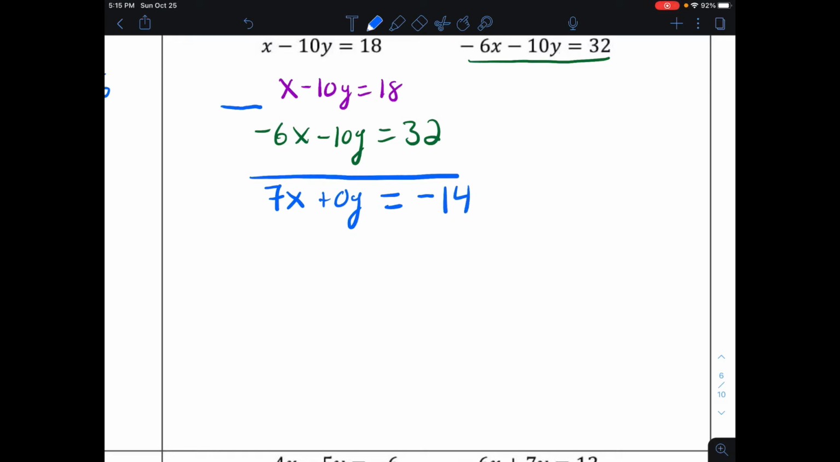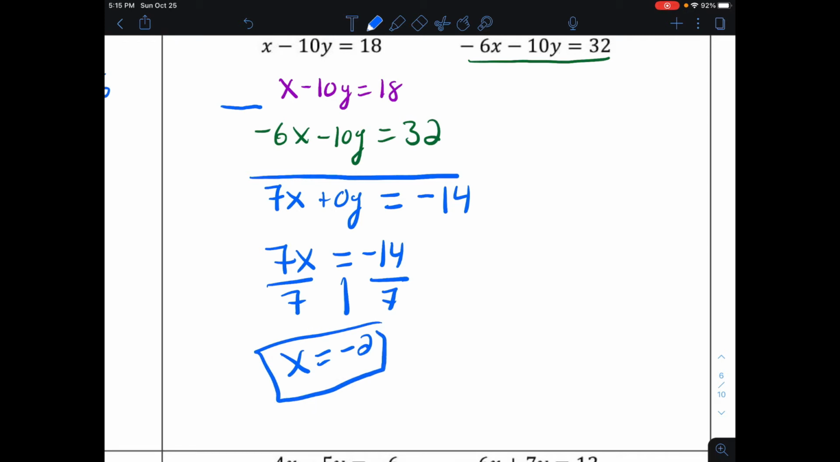And then we continue to solve. All right, well, 0y is just 0. So I have 7x is equal to negative 14. And then we're going to divide both sides by 7. And that gives us x is equal to negative 2. So there's the x value that will solve the system.